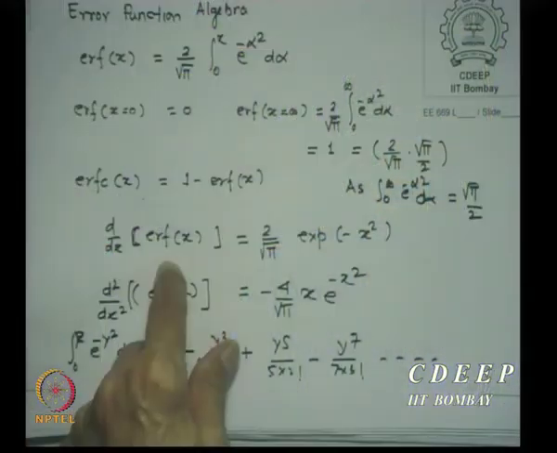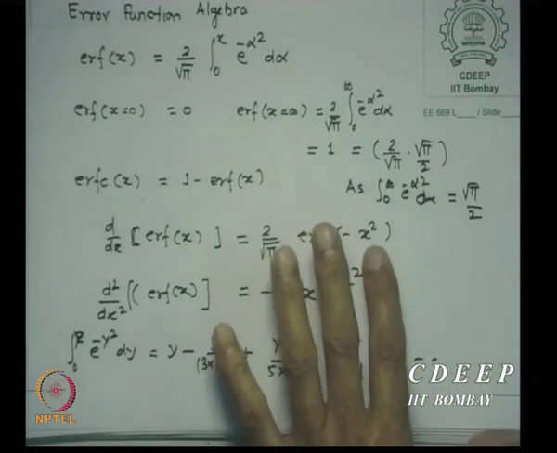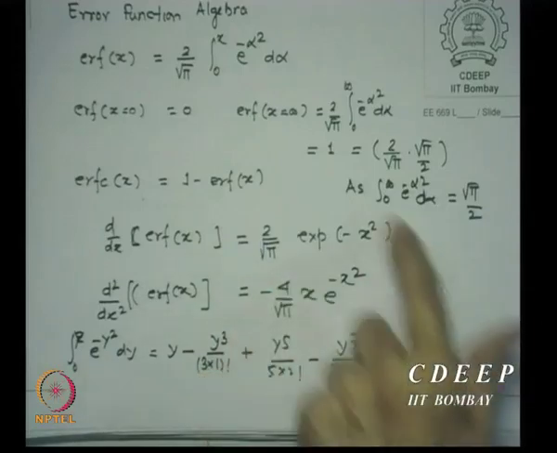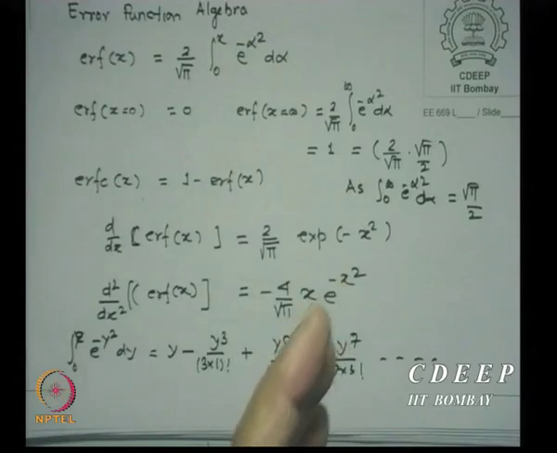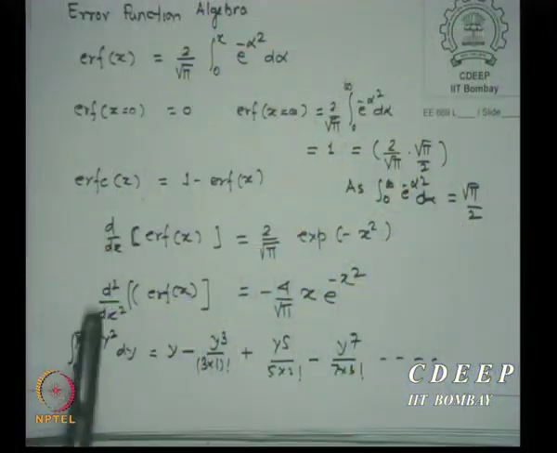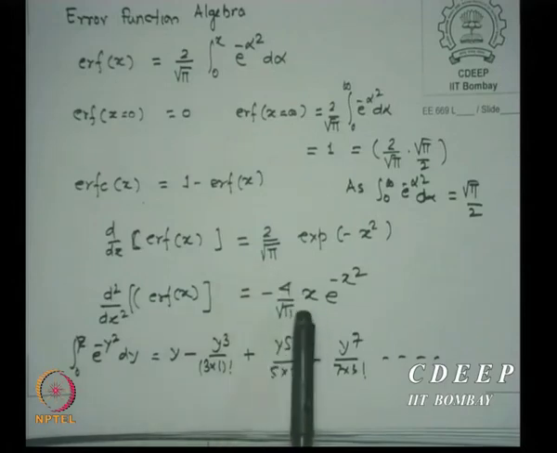If I differentiate an error function, it is 2 upon root pi exponential minus x square. This is the most important differential we need, because this term, exponential minus x square, defines a Gaussian profile, okay. So you will go from error function to Gaussian, that is what exactly we are going to see next time. Similarly, if I take the second order differential, then the differential of error function is minus 4 upon root pi x e to the power minus x square.